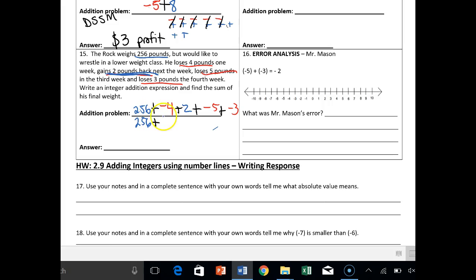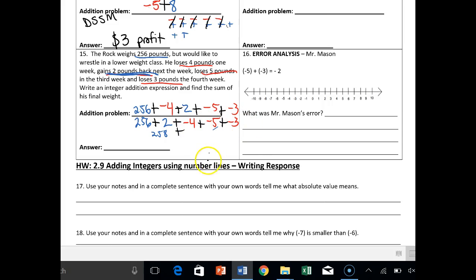plus 2, then plus all my negatives. -4 plus -5 and plus -3. The reason why I've done this is I can add the positives together now easily, and I can add the negatives together now easily, right? So 256 plus 2 is 258. Plus, and then -4, -5, -3.